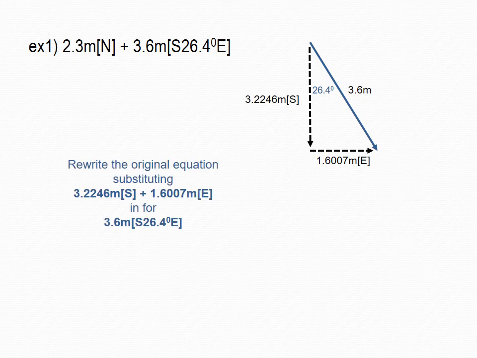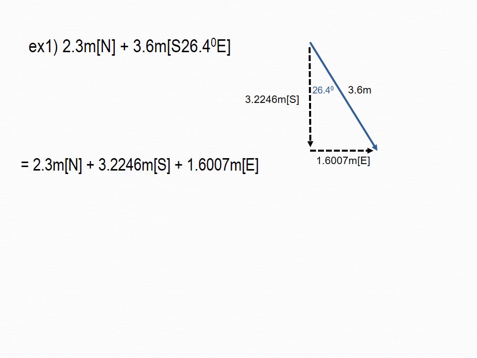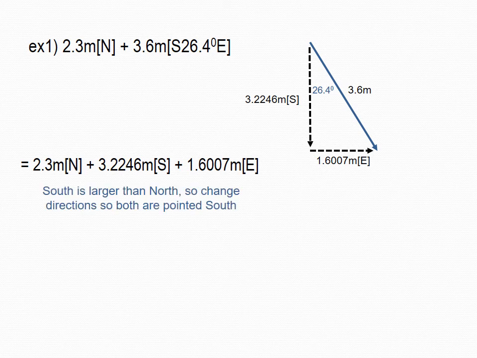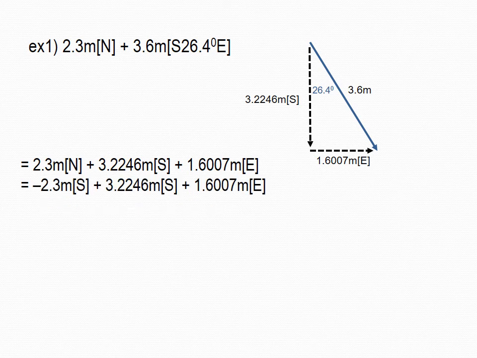We will rewrite the original equation, substituting in 3.2246 meters south plus 1.6007 meters east in for what was originally 3.6 meters south, 26.4 degrees east. South is larger than north, so I'm going to change both directions to south. So positive 2.3 meters north then becomes negative 2.3 meters south. I'm going to merge both south directions. That gives me 0.9246 meters south.